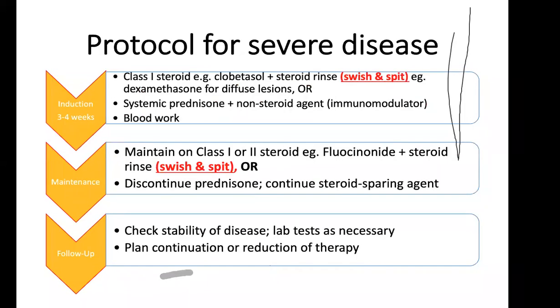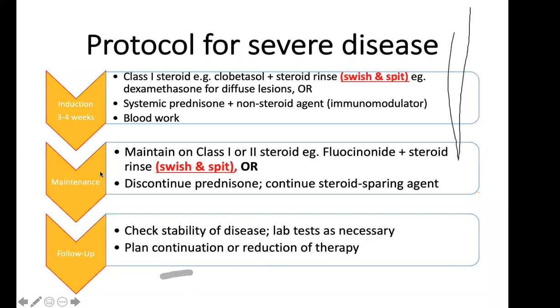In patients with more severe disease, you just push things up a notch. So class 1 steroid like clobetasol or halobetasol with the steroid rinse, swish and spit, or dexamethasone, or you go to systemic steroids. You're talking about increased severity of the disease. Systemic steroid with a non-steroid agent, typically something like tacrolimus. And then again, that's for 3 to 4 weeks.